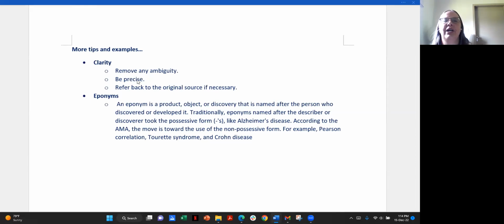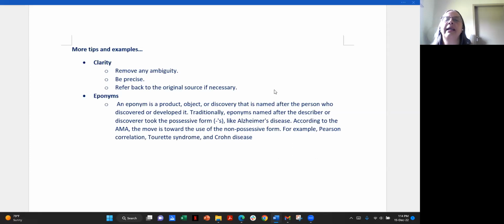Clarity, which I've already spoken a little bit on. You need to, and as Faisal even mentioned now, remove any ambiguity. You need to be precise and also refer back to the original source if necessary. I'll show you just now an example of that in this paper.